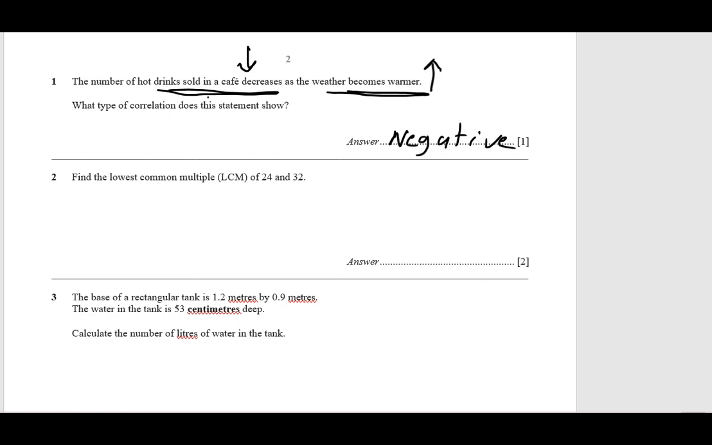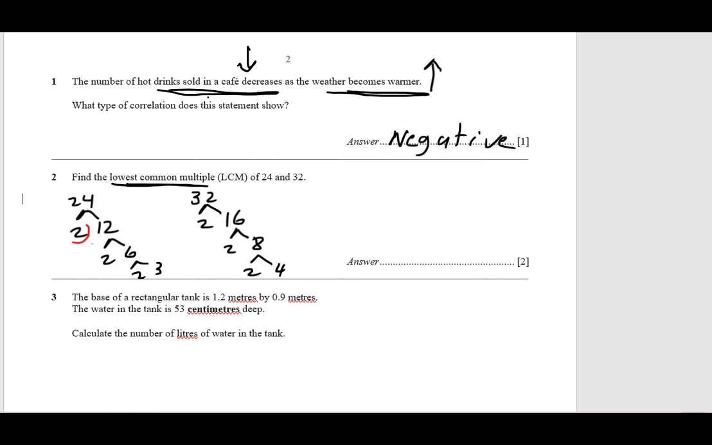Question: find the lowest common multiple, LCM, of 24 and 32. To start, you want the lowest common multiple. So 24 is 2 multiplied by 12, 12 is 2 multiplied by 6, 6 is 2 multiplied by 3. 32 is 2 multiplied by 16, 16 is 2 multiplied by 8, 8 is 2 multiplied by 4.